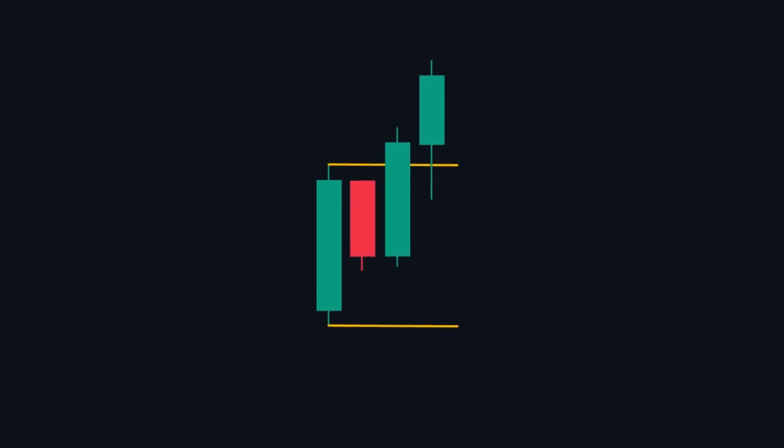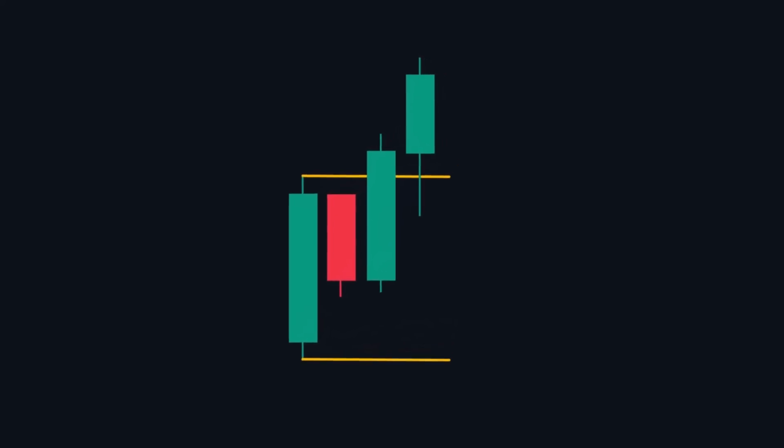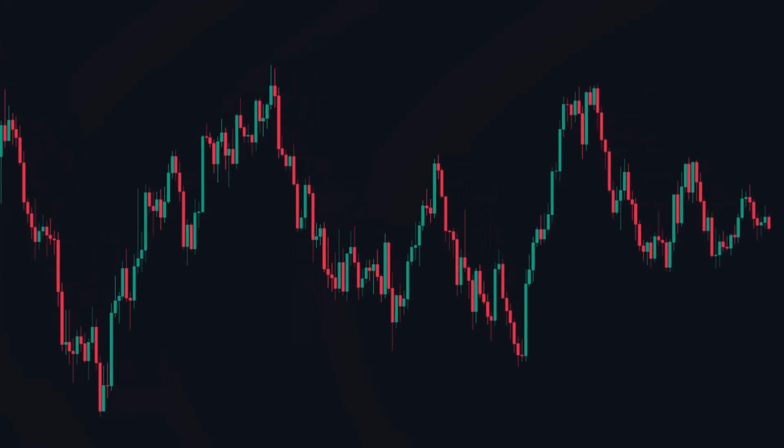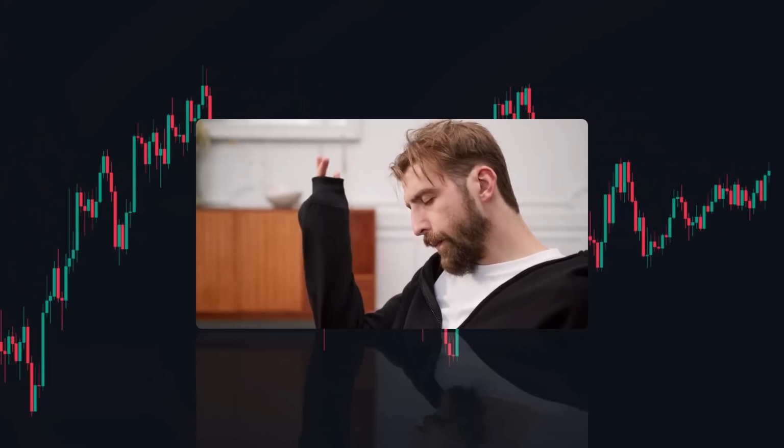The ORB strategy has become one of the most widely used methods among day traders because it provides a straightforward trade setup every day, regardless of the asset being traded. However, despite its popularity, many traders often fall into common traps when applying it.